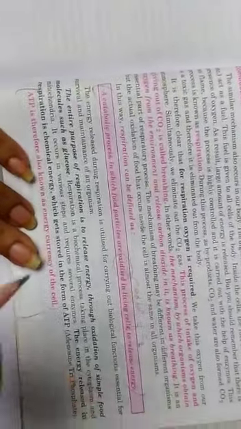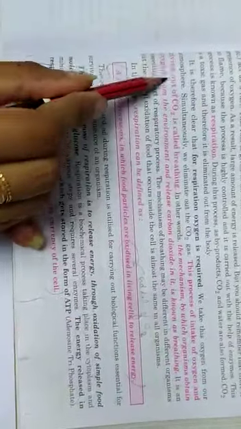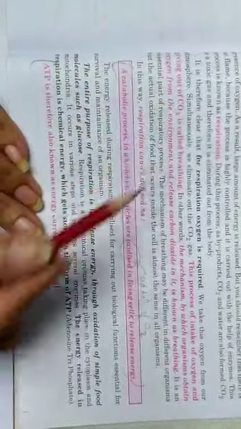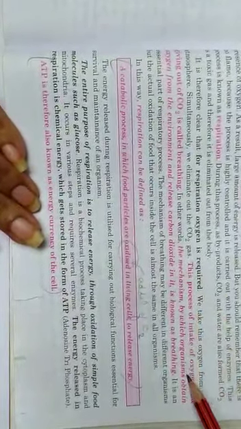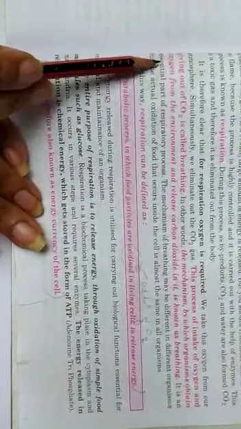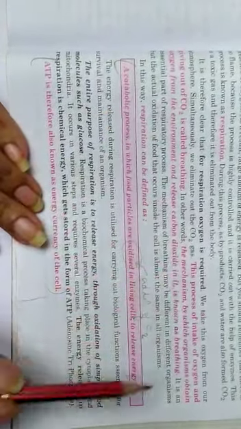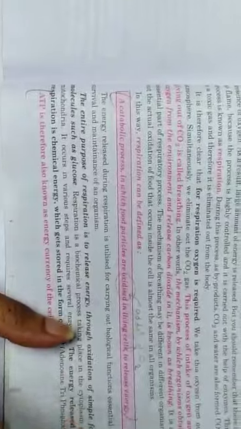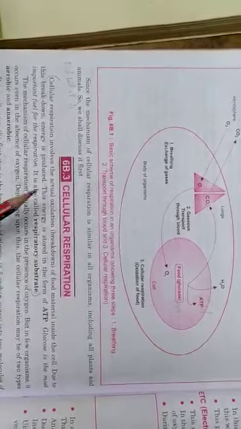So here is the definition of breathing. This process of intake of oxygen and giving out of carbon dioxide is called breathing. In other words, the mechanism by which an organism obtains oxygen from the environment and releases carbon dioxide into it is known as breathing. So breathing is what? Exchange of carbon dioxide and oxygen is called breathing.